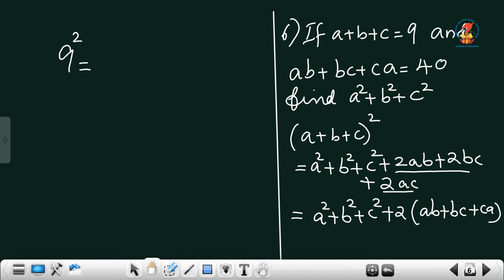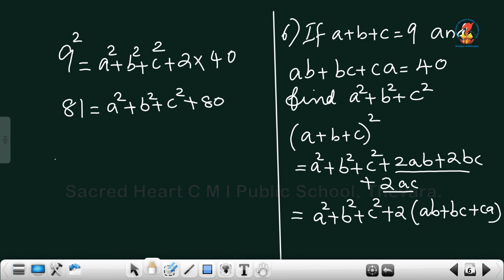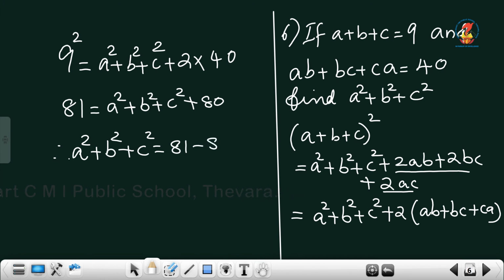9 square is equal to a square plus b square plus c square plus 2 into the value of ab plus bc plus ca, which is given as 40. 2 into 40. So, 81 is equal to a square plus b square plus c square plus 80. Therefore, a square plus b square plus c square is equal to 81 minus 80, which is equal to 1.